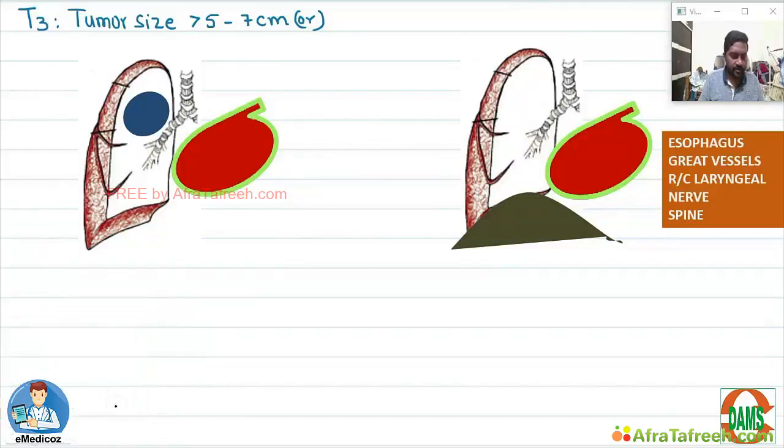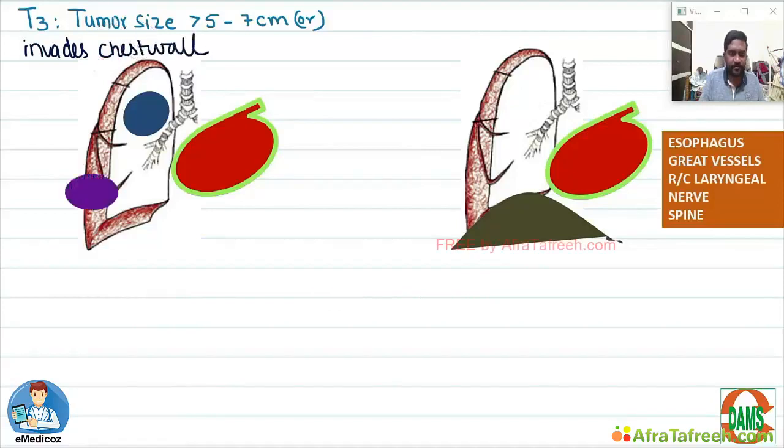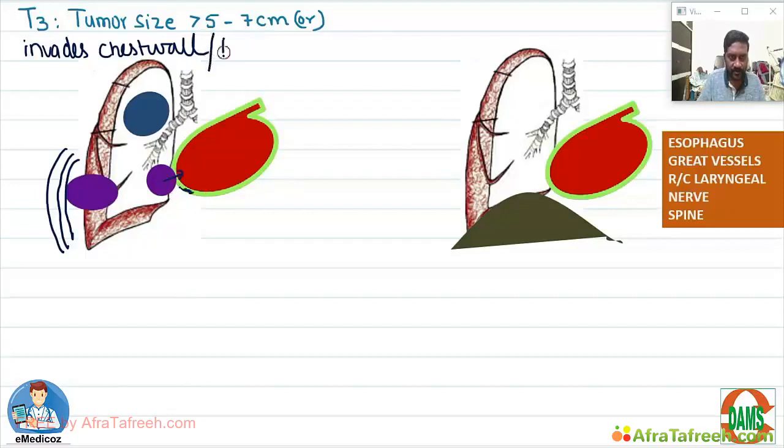So tumor invading chest wall. This tumor is so large. See, these are the ribs. So it has invaded the chest wall. Or the tumor can proceed into the pericardium. So this is the heart, and this greenish layer is the pericardium. So invades chest wall or pericardium.